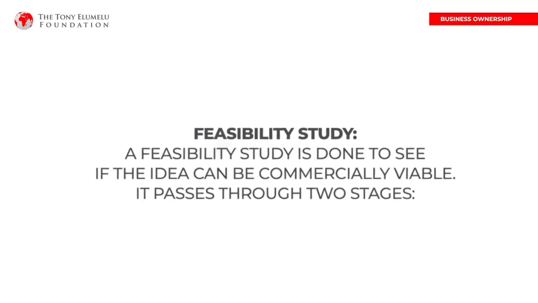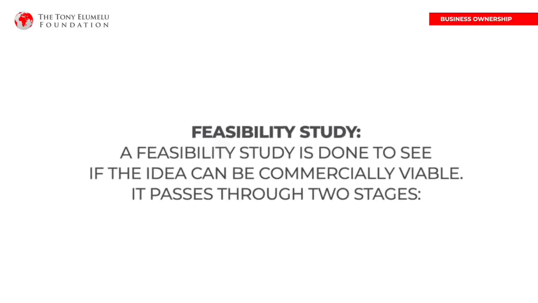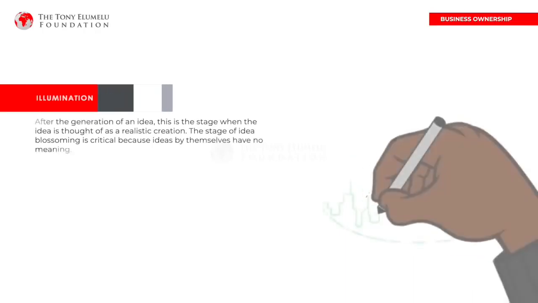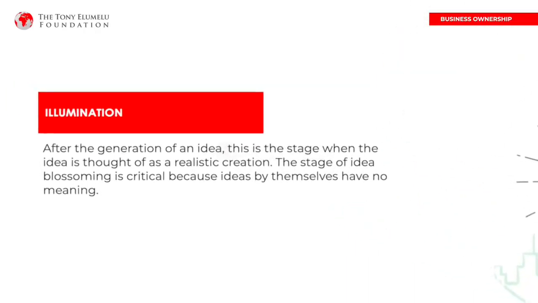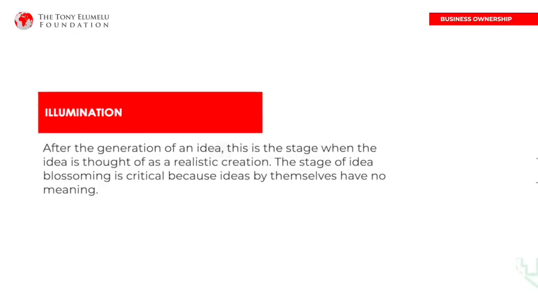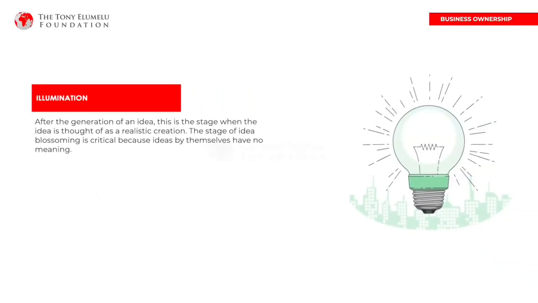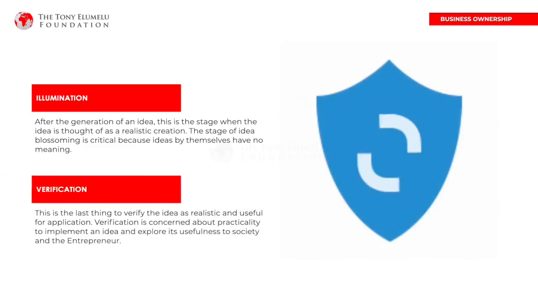Feasibility study. A feasibility study is done to see if the idea can be commercially viable. It passes through 2 stages. Illumination. After the generation of an idea, this is the stage where the idea is thought of as a realistic creation. The stage of an idea blossoming is critical because ideas by themselves have no meaning. Verification. This is the last thing to verify the idea as realistic and useful for application.